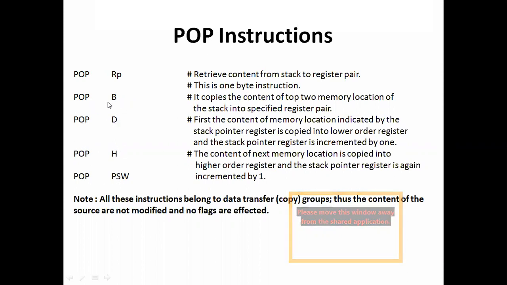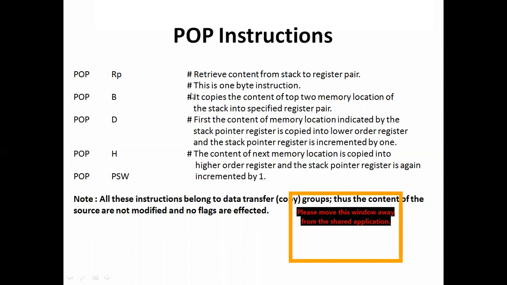Whenever we write POP B, it means whatever data is in the two memory addresses at the stack top will be copied into the BC pair. Similarly, into the D pair, the H pair, the HL pair or PSW.